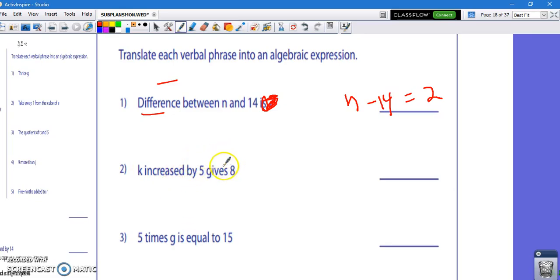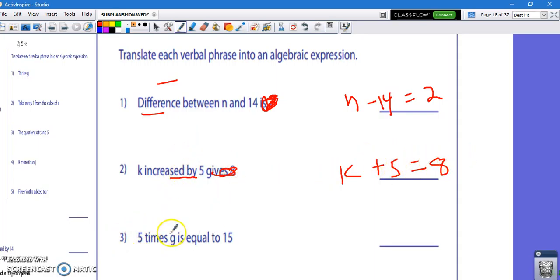5 increased by 5 gives 8. Gives is an equal sign. 8 is at the end of the equal sign. So that means the rest in the beginning is k increased by 5. Increased by means that the 5 is going to be at the end part of the statement. k will be in the front. So k increased by 5 gives 8.